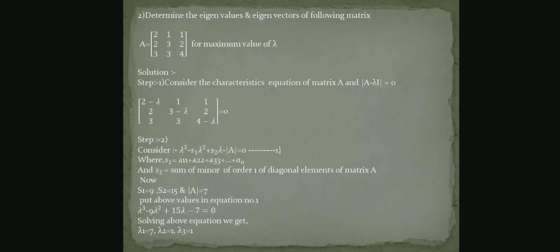Now s1 for matrix A is 9, s2 is 15, and determinant of A is equal to 7. Put the above values in equation number 1. So we get the equation lambda cubed minus 9 lambda squared plus 15 lambda minus 7 is equal to 0. Solving the above equation, we get lambda 1 is equal to 7, lambda 2 is equal to 1, and lambda 3 is also equal to 1. Here we can see that the matrix is not symmetric, but the eigenvalues are repeated.